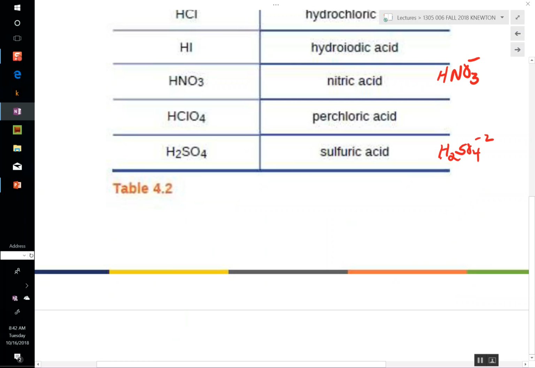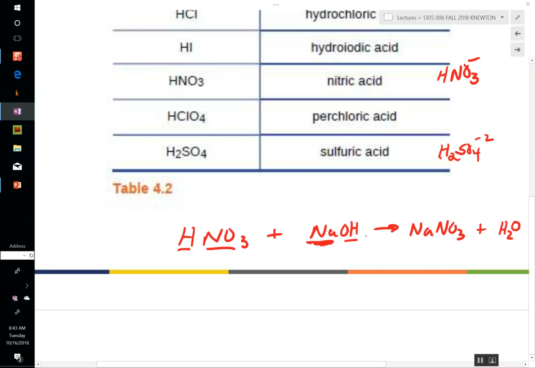So if you see any of these in a reaction, like HNO3 plus sodium hydroxide, you say, that looks like an acid-base reaction. And that's what it is. You're going to get sodium nitrate. See how I'm figuring this out? Sodium nitrate is going to be the salt, and it's going to form water. Where's the water coming from? This plus this is forming our water. So the acid is neutralizing the base.